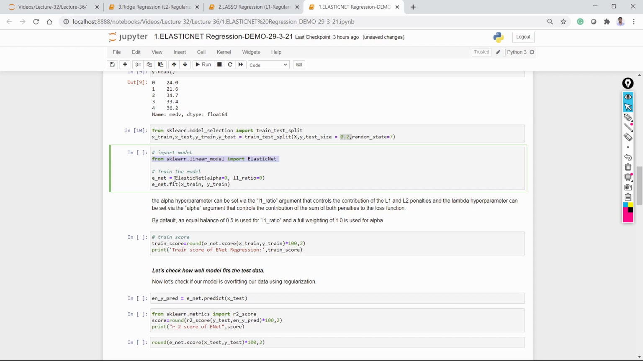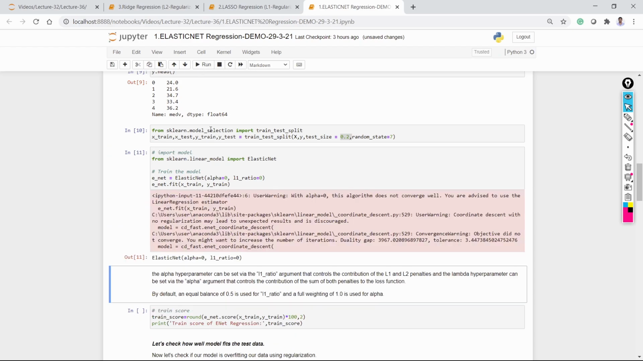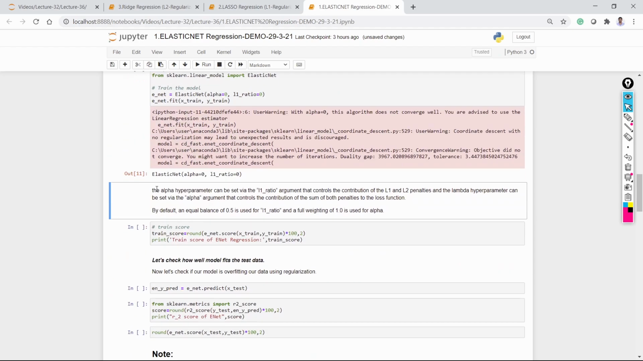Next we train the model. For ElasticNet we are passing two parameters. What are the two parameters? Alpha is equal to the alpha value, and l1_ratio. Next we fit the model with X_train and y_train and execute it. So this is the model, ElasticNet with the two parameters, alpha value 0 and l1_ratio 0.